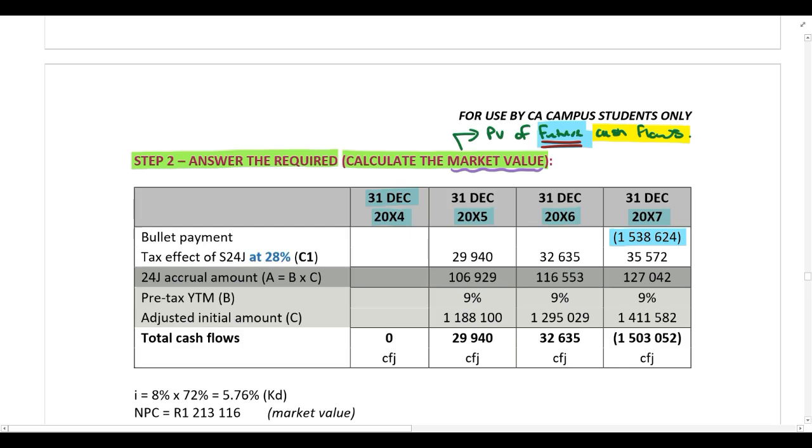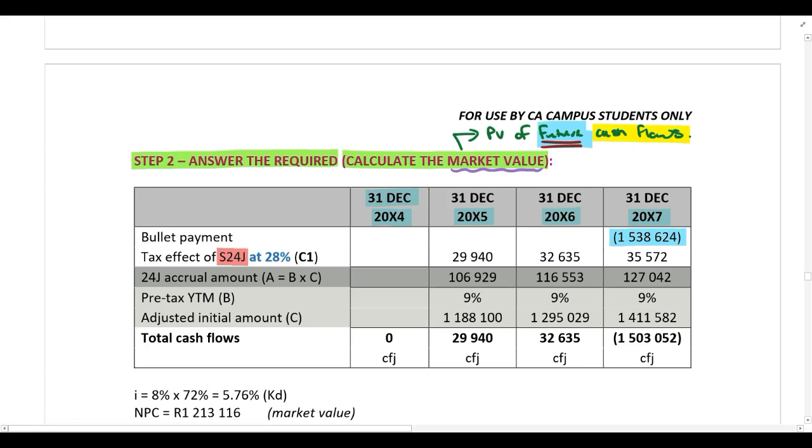All right, guys, now we just need to take tax into account. And please make sure that you always show the tax rate that you are using in the question. There's a consequential mark available for showing the tax rate, so make sure that you clearly show what tax rate you are using. Now, when it comes to our tax calculation, guys, we need to incorporate Section 24J of the Income Tax Act in this calculation.